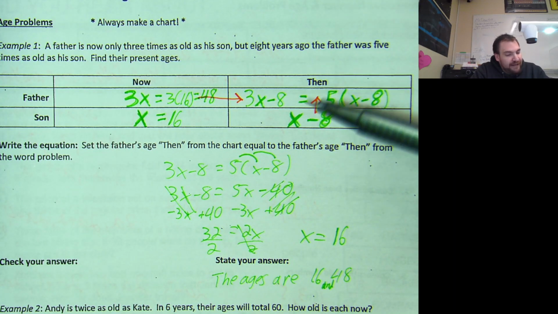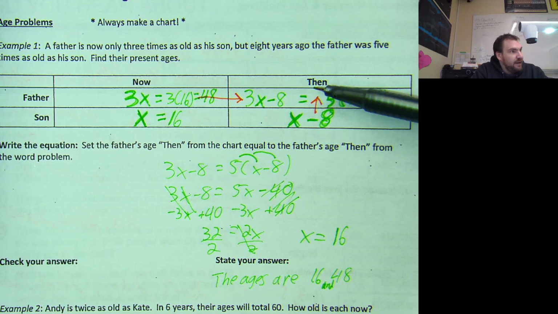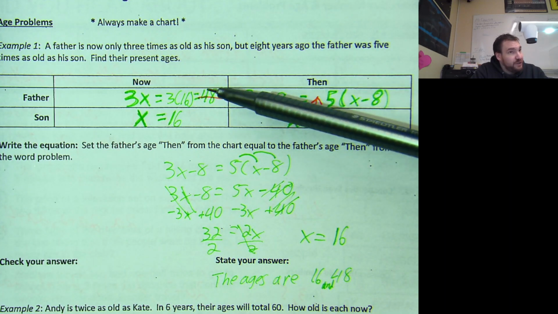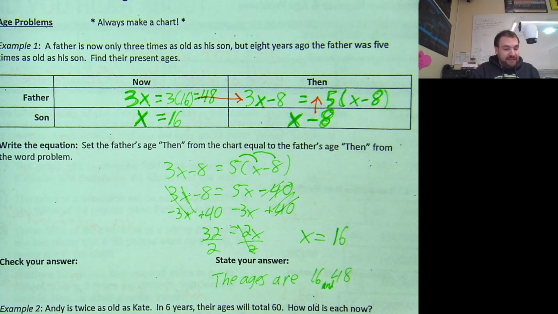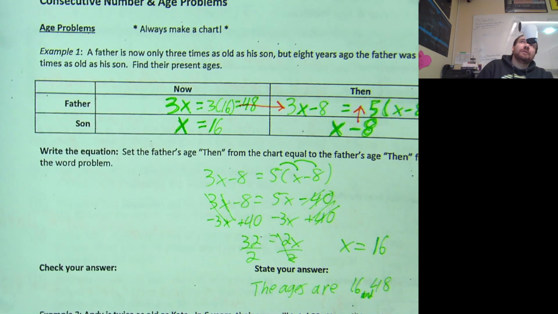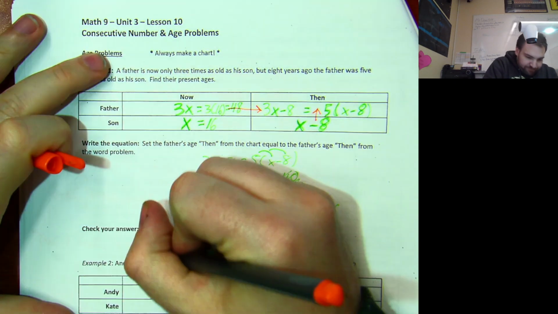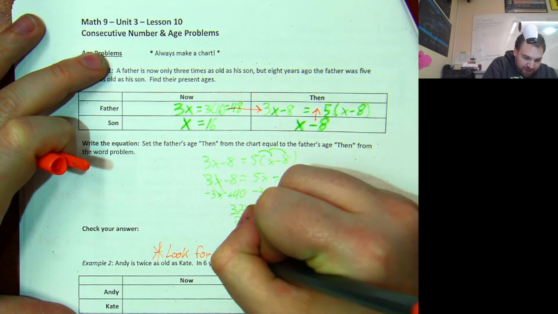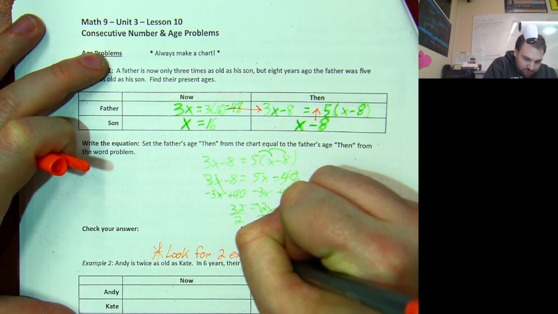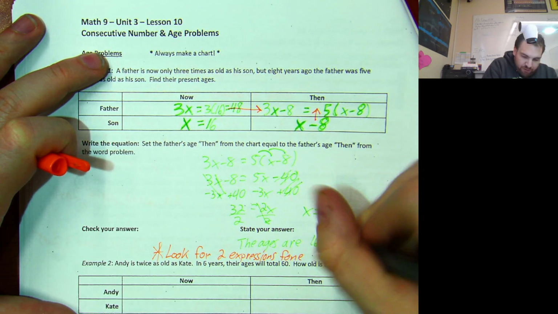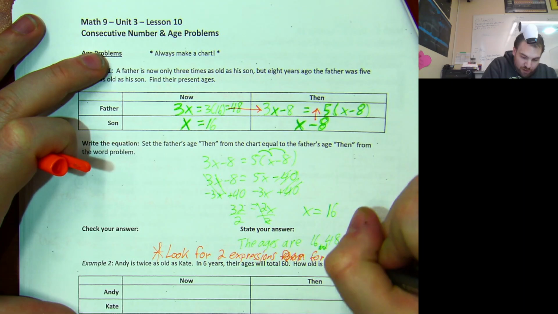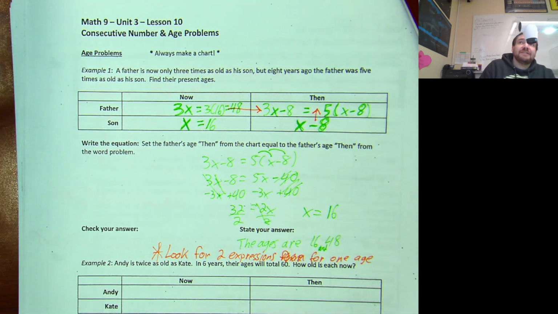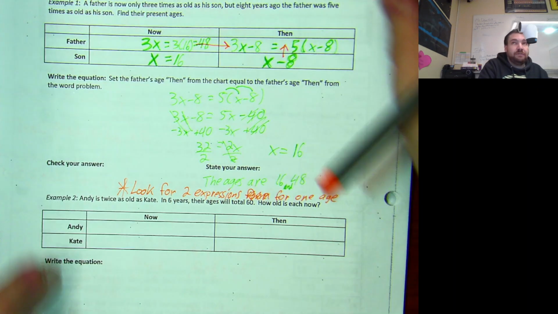The trick being to recognize, I say easy, right, with my tongue firmly planted in my cheek. It's not. I know it's not. But the trick comes when you recognize that we actually have 2 expressions for one of their ages. So I'm going to write this in here. What you want to look for is 2 expressions for one age. That is the key to all of these questions.